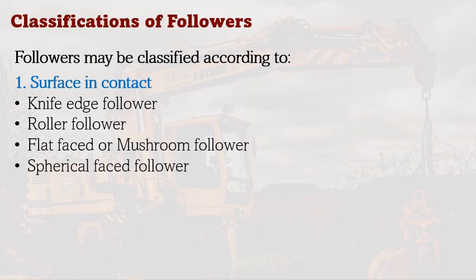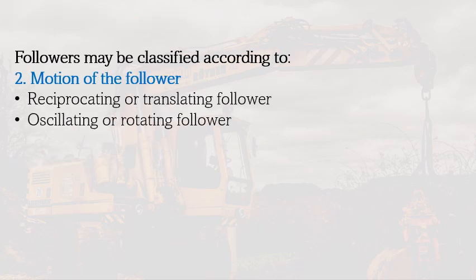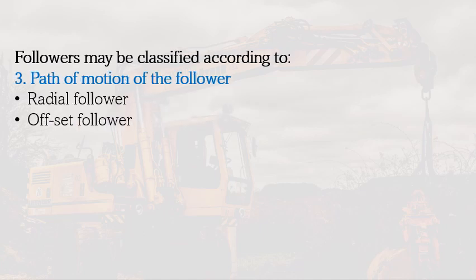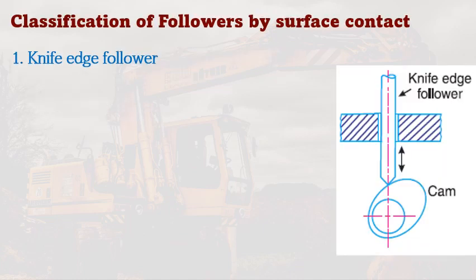On the other hand, followers can also be classified according to surface contact, which can either be knife edge follower, roller follower, flat face or mushroom follower, and spherical face follower. They can also be classified according to the motion of the follower, which can be reciprocating or translating, or oscillating or rotating follower. They can also be classified as either radial follower or offset follower based on the path of motion of the follower. So let us first examine the classification of followers by surface contact.